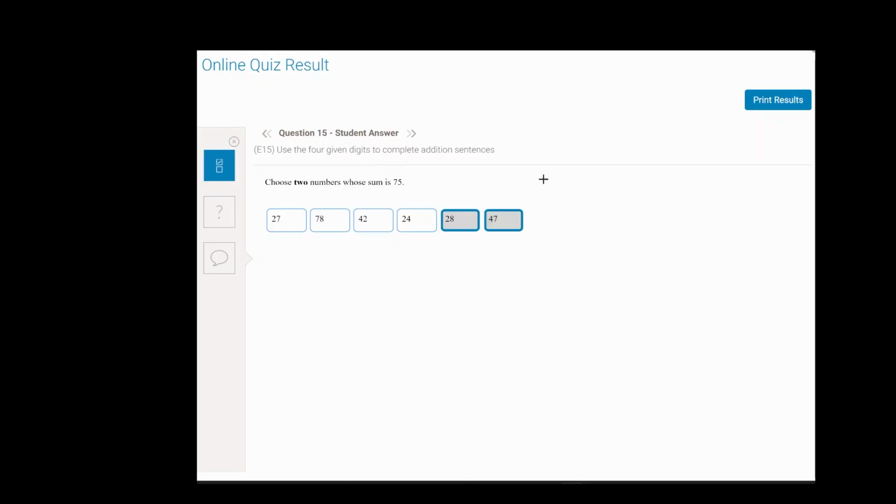Choose 2 numbers whose sum is 75. 27 plus 78, no. Because this one, it's fully wrong, because 78 is bigger than the sum they want. 42. If we needed 42, then we would need 33. So none of those are correct.